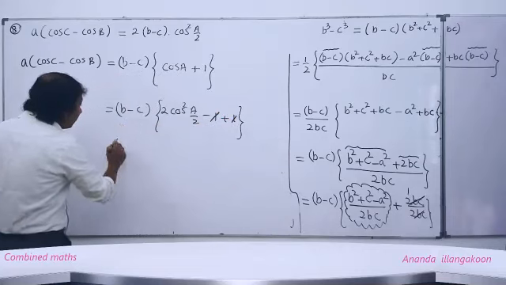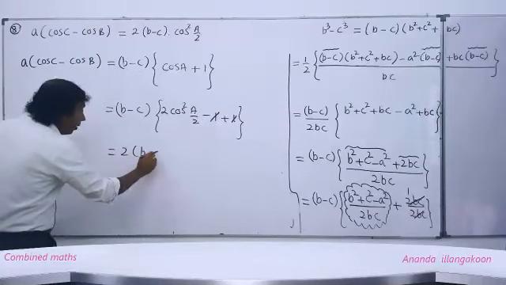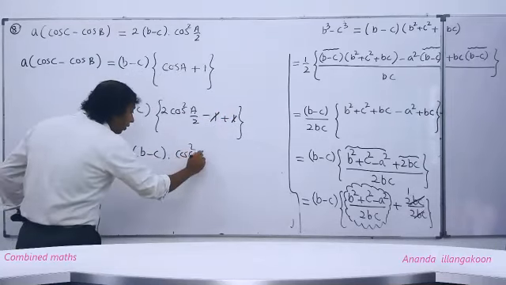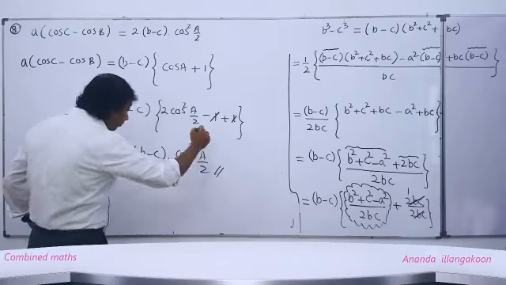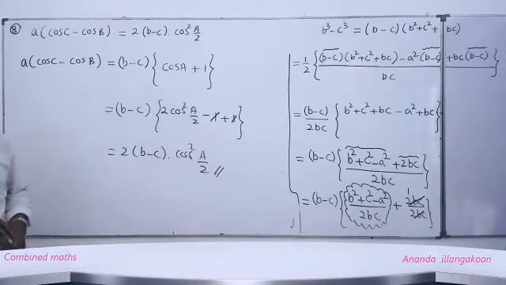Okay, right, people, now you can cancel this one and this one. Then take this 2 here. Then you get 2 times b minus c cos squared a by 2. Understood? So this is how we get that answer. Right?